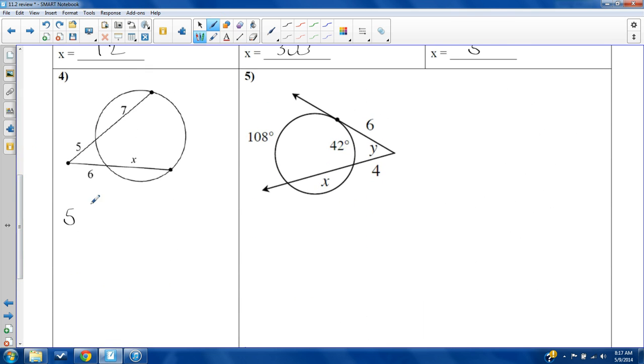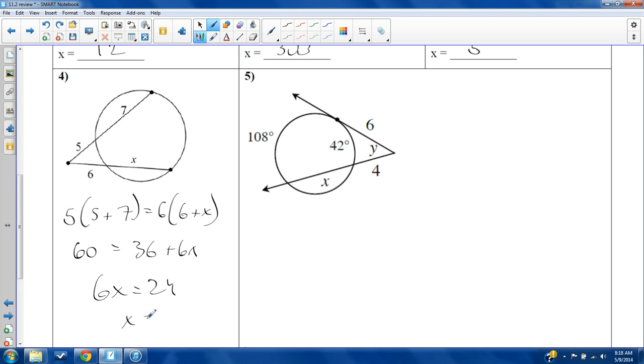Okay, outside times whole thing equals outside times whole thing. 5 plus 7 is 12. 5 times 12 is 60. So 60 equals 36 plus 6x. Subtract 36. You get 6x equals 24. And x equals 4.